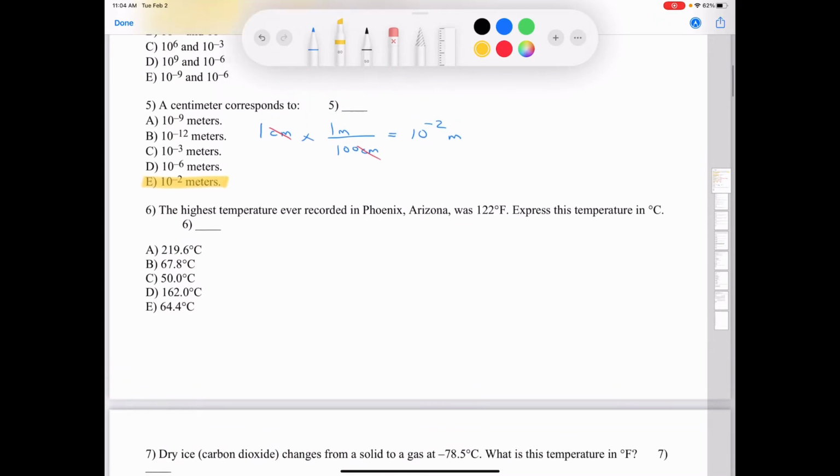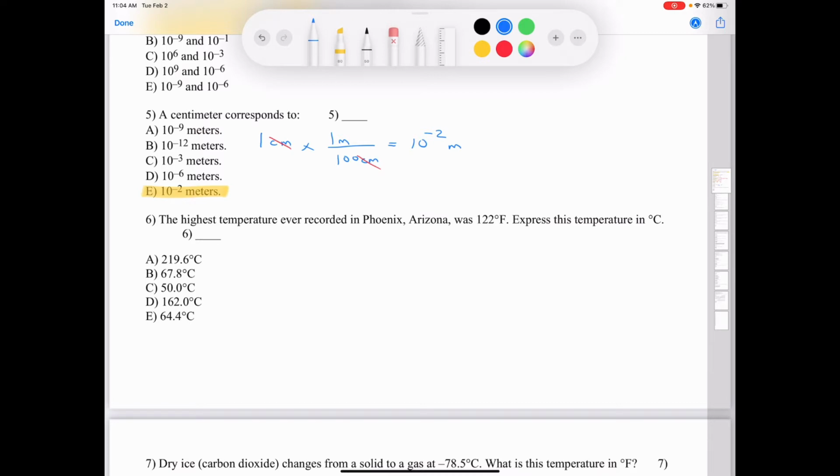Number 6 is the highest temperature ever recorded in Phoenix, Arizona is 122 degrees Fahrenheit, but we want that temperature in degrees Celsius. You see all the answers are in degrees Celsius. So you need to know the formula that temperature in degrees Celsius is equal to 5/9 times the temperature in degrees Fahrenheit, subtract 32.